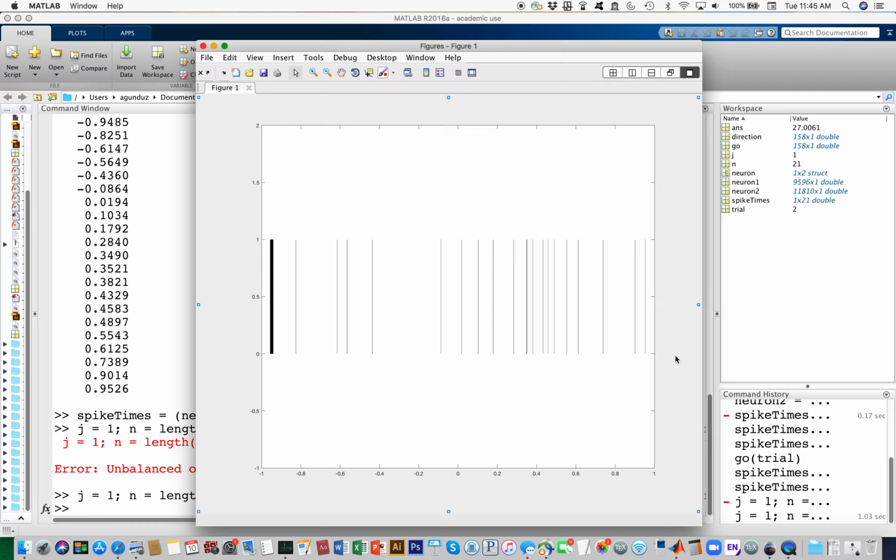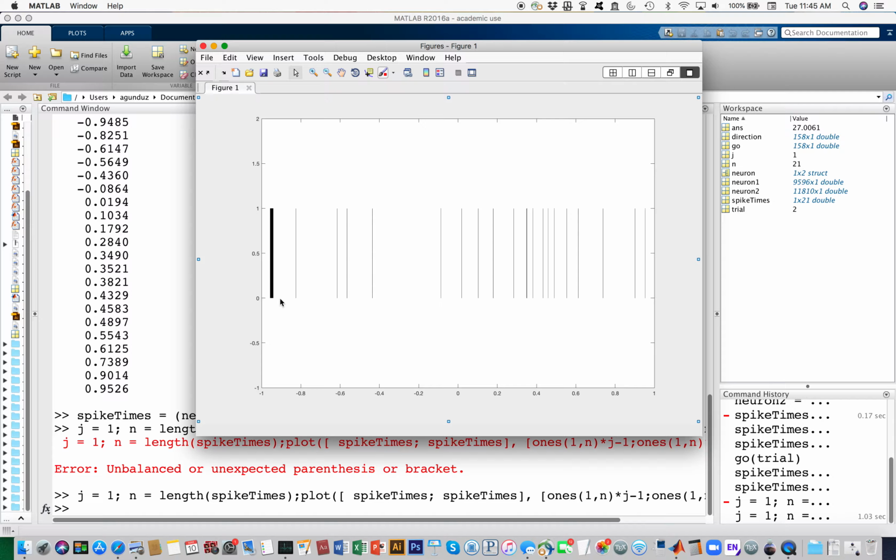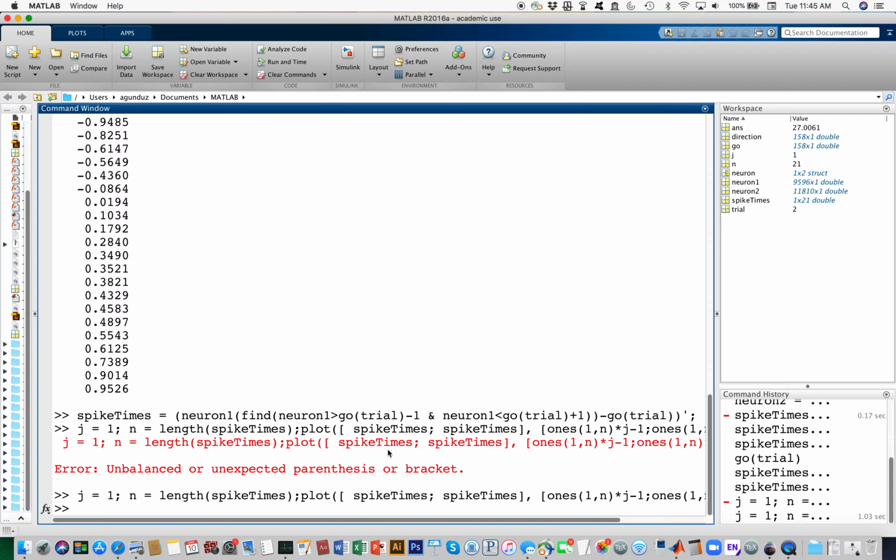Oh, it's just that one. Okay, so like I said, for spike times, the first variable was going to be minus 0.95. Okay, so that's this dot, and then we have a second, minus 2.9 there. How do I have that? I do that by basically having this row vector of spike times replicated twice.